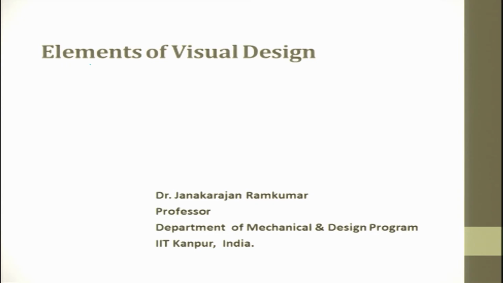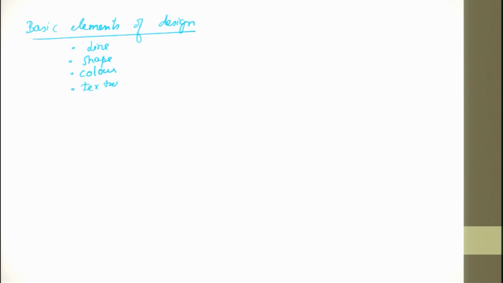So, welcome back to the lecture on elements of visual design. I will just try to do the recap of what we covered in the previous lecture. The basic elements of design are: line, shape, color, texture and space. Okay. So, let us see what is line.